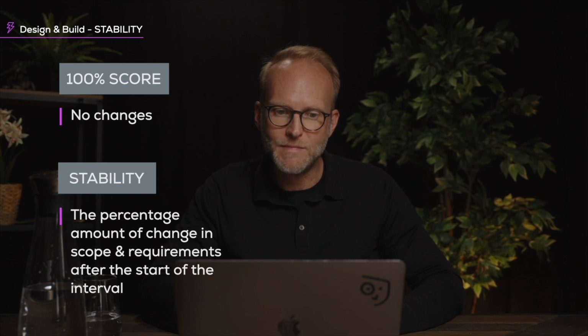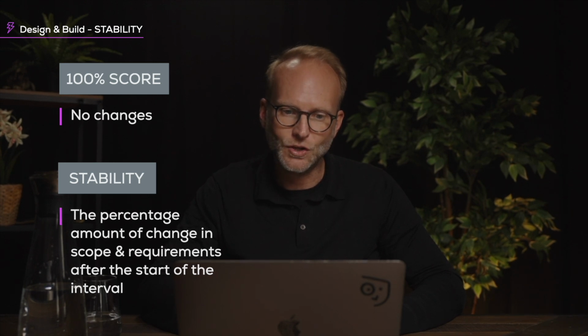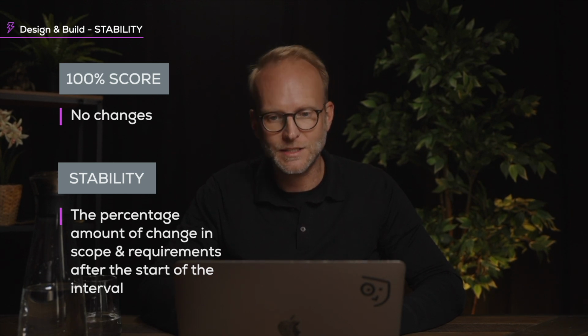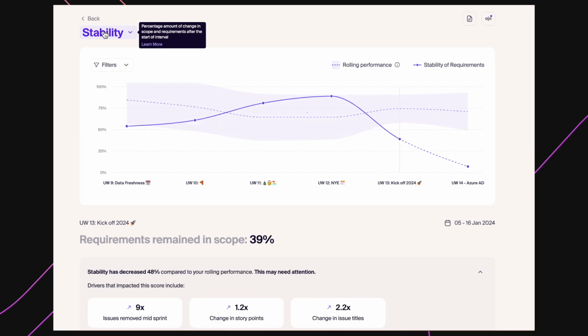Where stability is defined as the percentage amount of change in the scope and requirements after the start of an interval. Here, the solid line is your interval's actual score, plotted against your dotted line being your team's rolling median, or your usual way of working, giving you an instant view of whether you are more or less stable than usual.